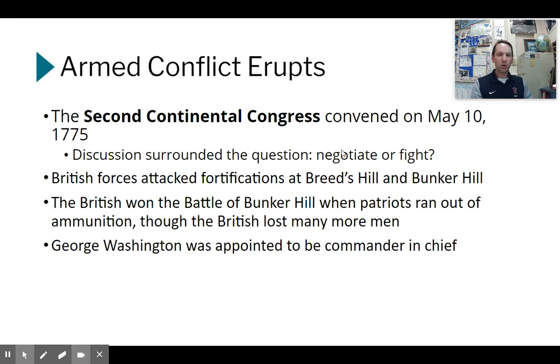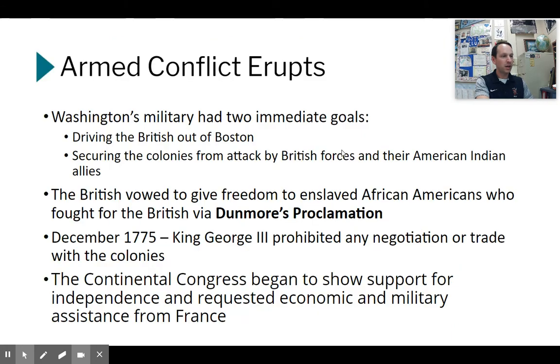And by July 4th, 1776, Thomas Jefferson writes the Declaration of Independence. It's approved and shown to the Americans on July 4th. That's why it's considered to be our date of independence. This is when it becomes public.